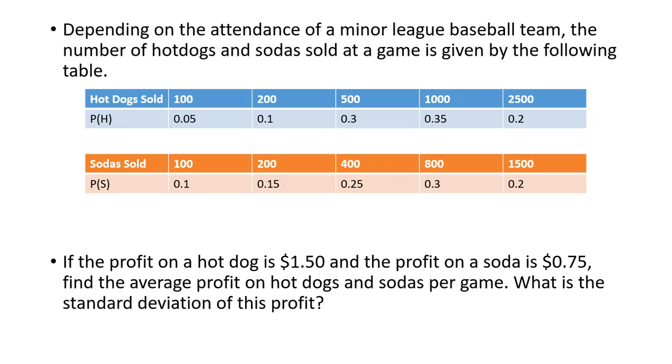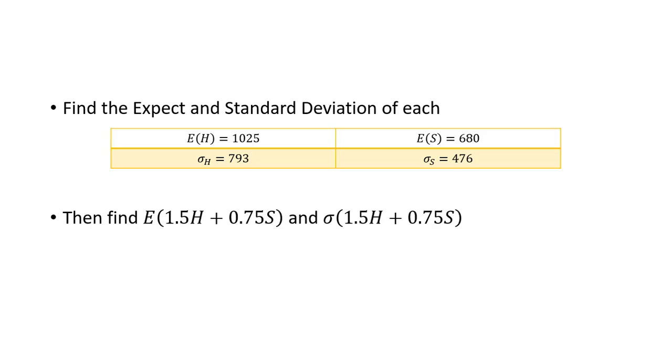Okay, and you would do that just like you would with any other data table, finding the expecteds for them. So the expected value for hot dogs is 1,025, and the standard deviation of the hot dogs is 793. Expected for the sodas is 680, and the standard deviation was 476. So that's your expected values and your standard deviations for those.